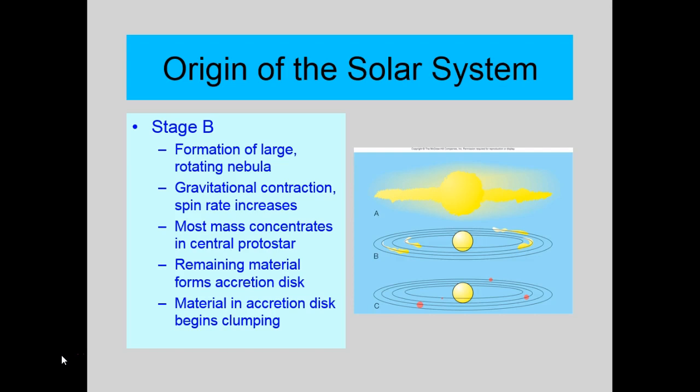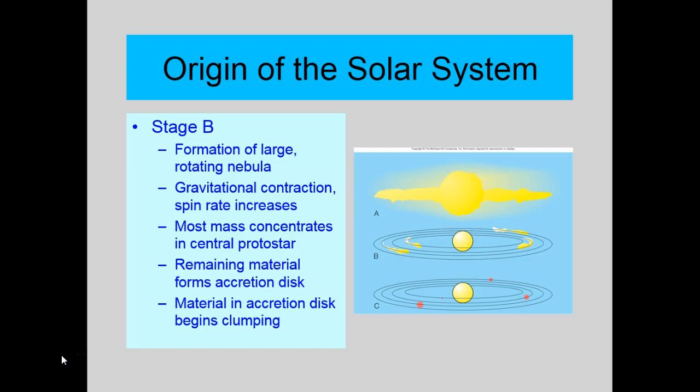Well, these have now clumped together, large rotating nebula that go in these bands around here. Gravitational contraction pulls it together, the spin rate increases, and most of the mass concentrates in the protostar. So they're saying still a protostar, not yet a star, in the protostar. Most of the mass is there, but then you have masses out from there too.